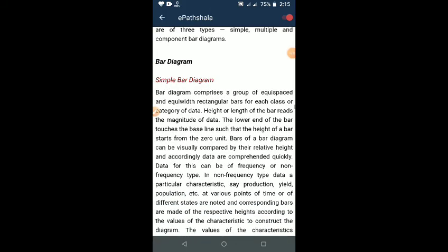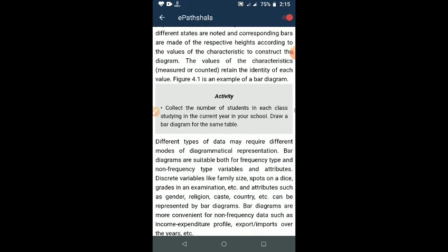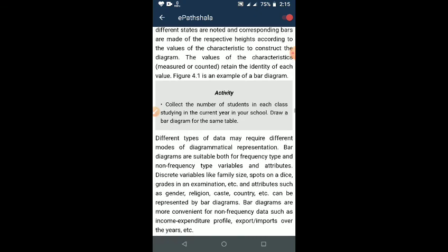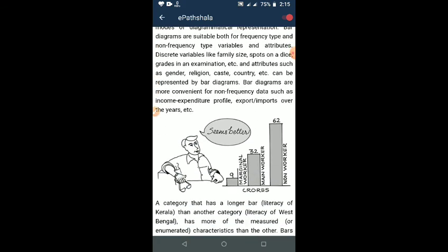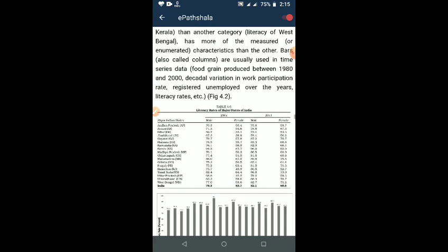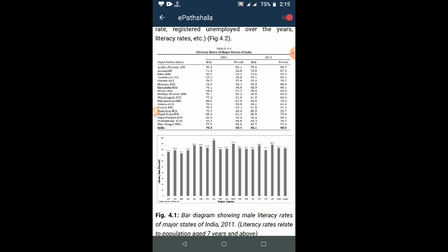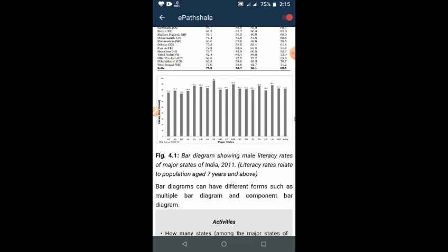We saw that there are simple bar diagrams. You can read here. Different types of data may require different models of diagrammatical representation. You can read here table 4.2 or figure 4.2, figure 4.1, figure 4.1 bar diagram showing male literacy rate of major states of India in 2011, literacy rate to population aged 7 years and above.